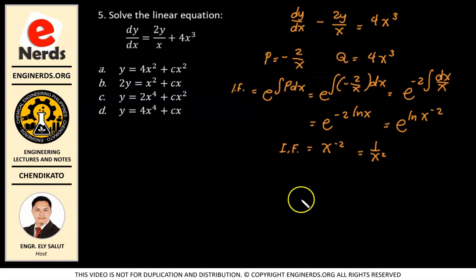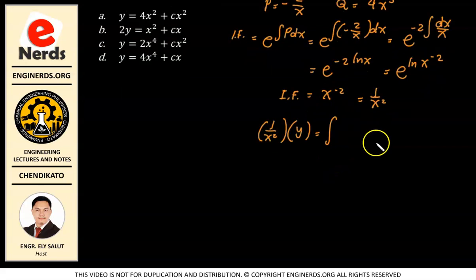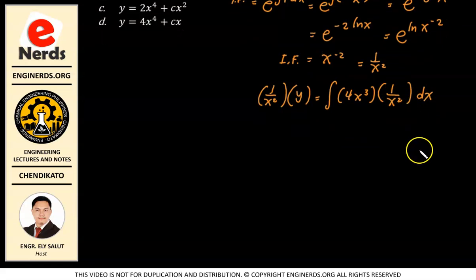Okay, so moving on, we're going to solve for our linear differential equation. So sa left side, we will just have our integrating factor, which is 1 over x squared times y. And this will be equal to the integral of our q. Our q is 4x cubed. So we have 4x cubed times our integrating factor 1 over x squared dx. Okay, so we will have here the integral of 4x dx.